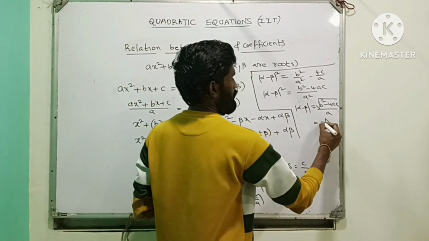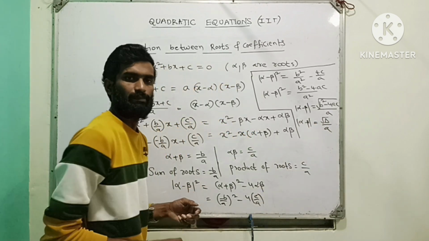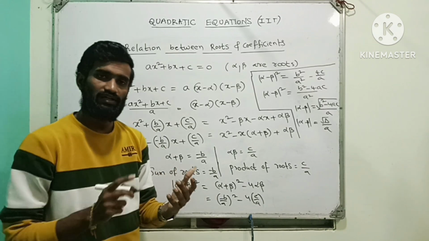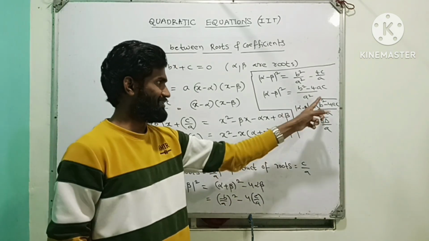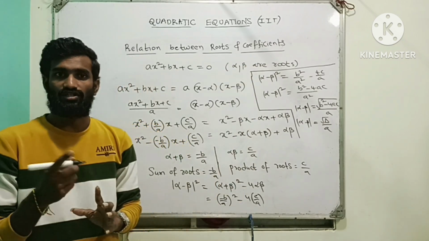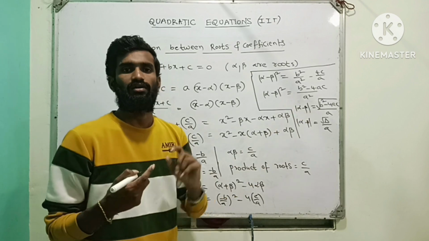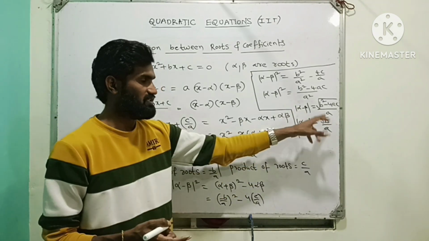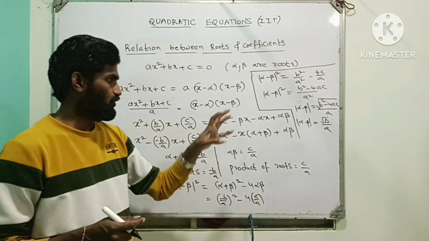So root delta by a is nothing but our mod alpha minus beta. Delta is nothing but our discriminant. We'll discuss that later while discussing the nature of roots. This discriminant only will decide the nature of roots. Based on this discriminant only we are going to discuss the nature of roots. I hope you got this one.